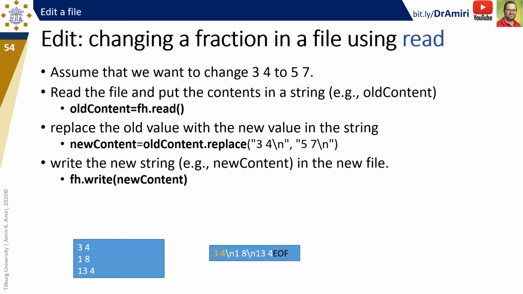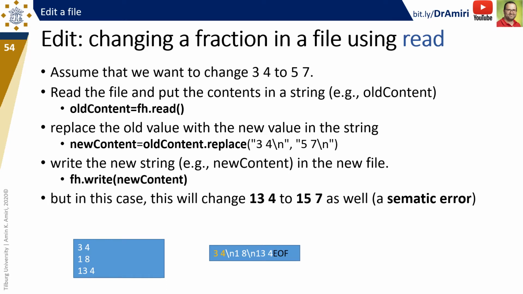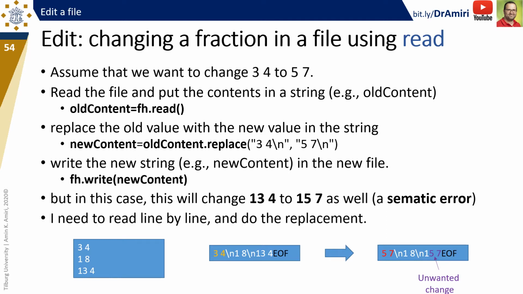But you see that in this case there can be an issue: because you are trying to replace a pattern of 3 blank space 4 backslash n, you mistakenly change the last fraction in the file, which is 13 blank space 4, to 15 blank space 5 blank space 7 as well. So this is a semantic error. There is an unwanted change in this case. So it's better to read the file line by line and then do the replacement in this case.